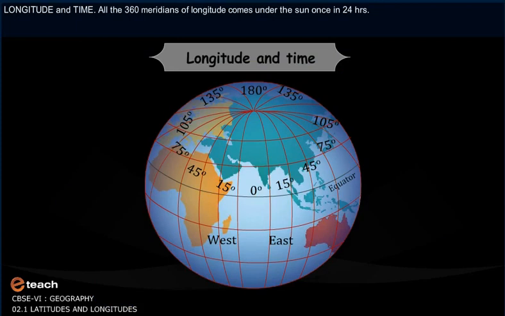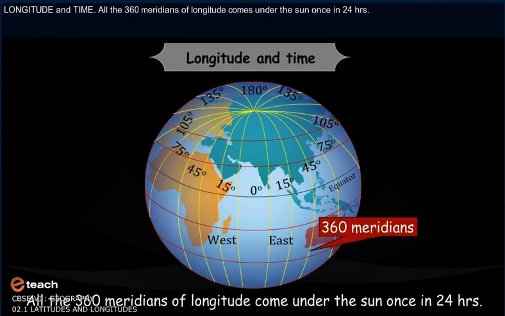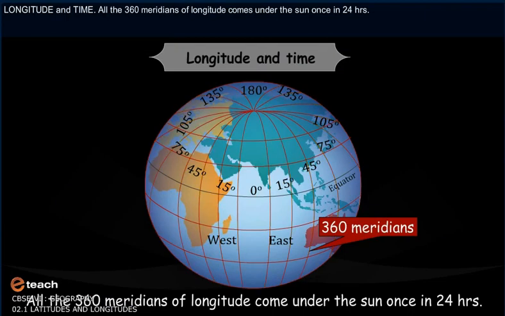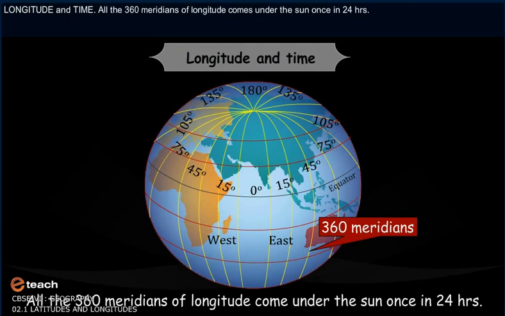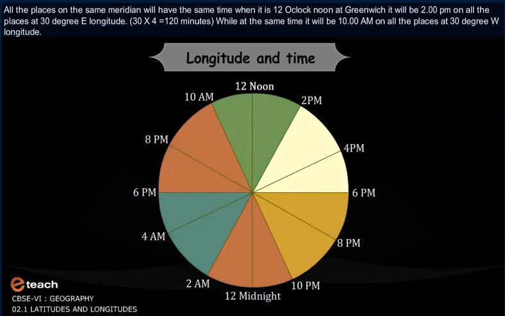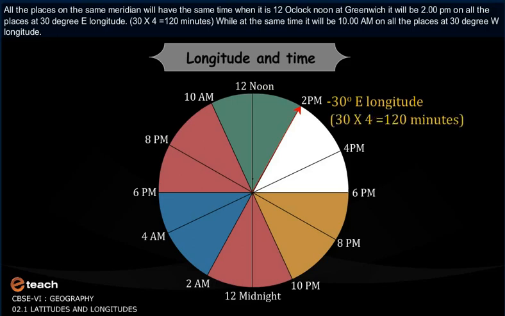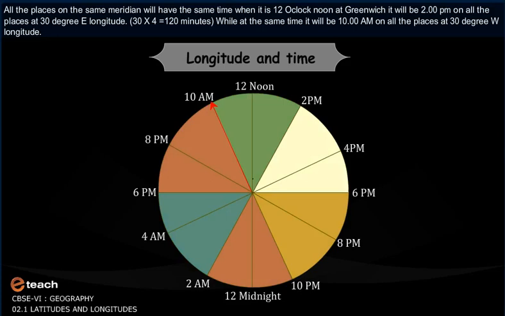Longitude and time. All the 360 meridians of longitude come under the sun once in 24 hours. All the places on the same meridian will have the same time. When it is 12 o'clock noon at Greenwich, it will be 2 p.m. at all the places at 30 degree east longitude, as 30 multiplied by 4 is equal to 120 minutes, while at the same time it will be 10 a.m. at all the places at 30 degree west longitude.